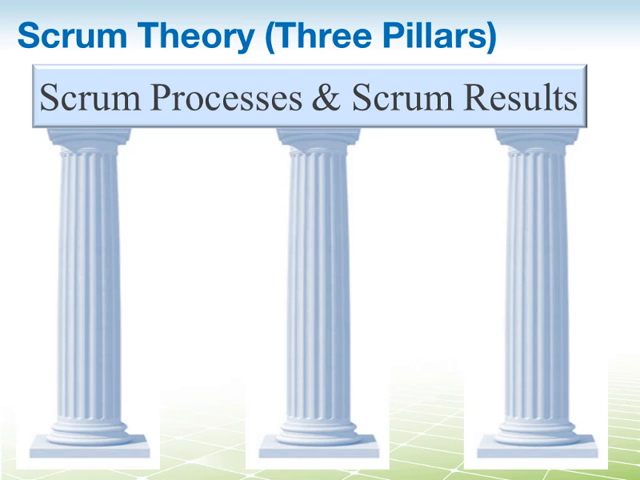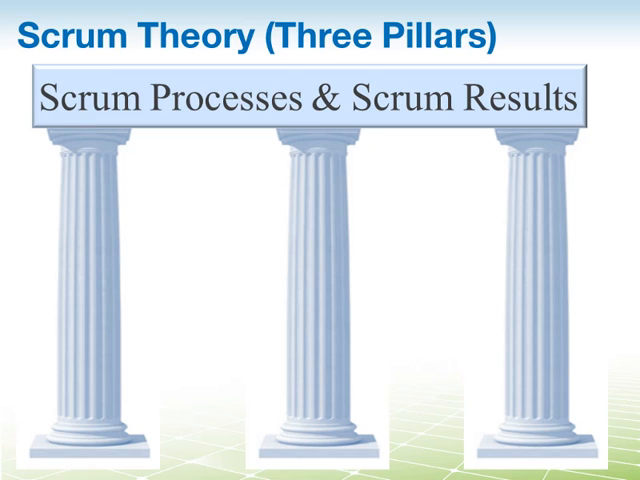The 3 pillars of Scrum is a central concept that is used in the theory and framework of Scrum. Scrum is built on the principles of visibility, inspection, and adaptation, and all of these 3 refer to both the Scrum processes and the Scrum results. So here we have the 3 pillars at the bottom, and the Scrum processes and the Scrum results at the top, supported by these 3 pillars.